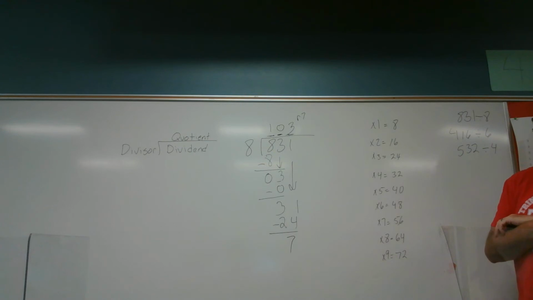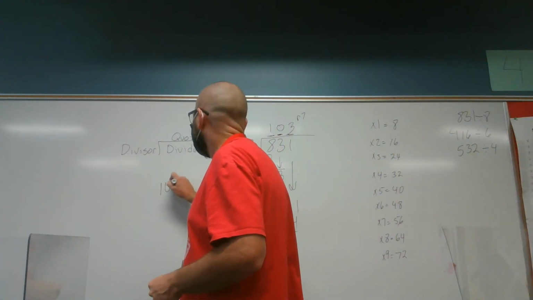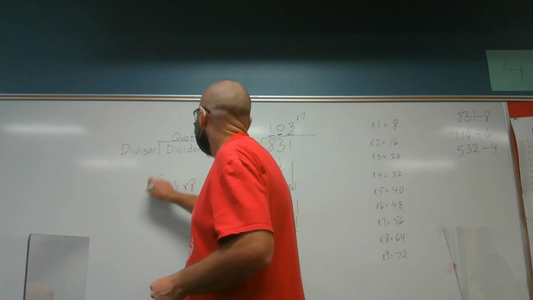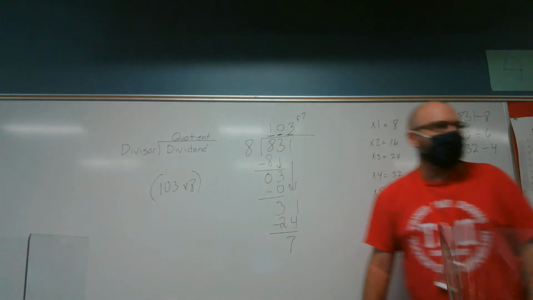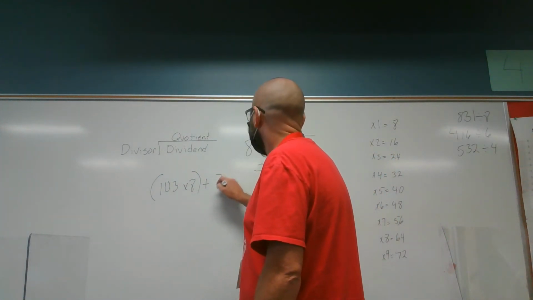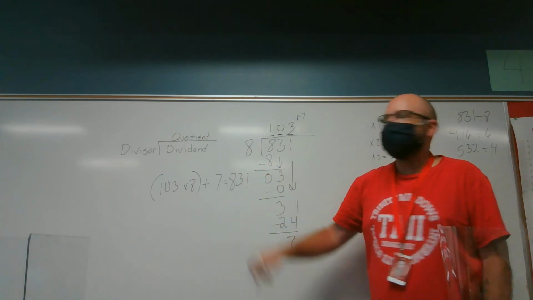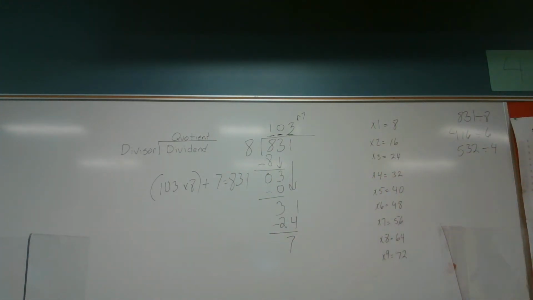Well, how could I check and see if my answer was right? Well, we can multiply 103 times 8, so your quotient times your divisor, and then add our remainder, which is 7, and that should equal 831. If we did everything correctly, that should equal 831. We're not practicing that today, so I'm not going to go over it. But I just want you to know that that is the process for how I could check it.